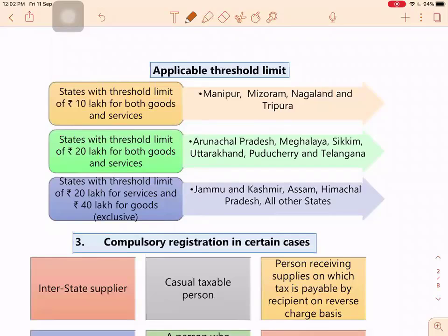Generally, I think all of you are familiar with the term SCS, special category state. As per GST Council recommendation, there are 11 special category states. Understood what I'm saying?